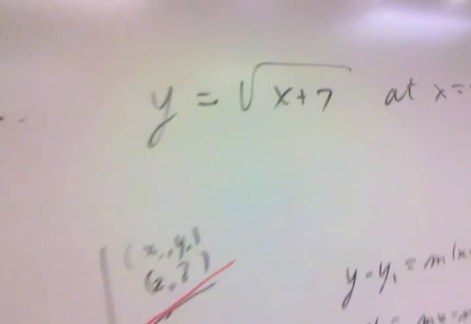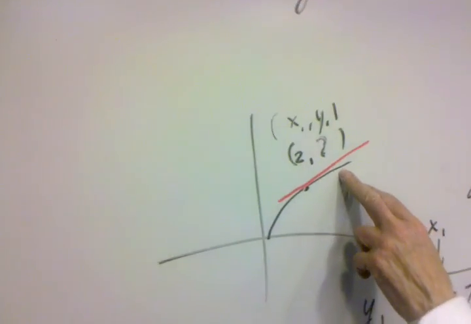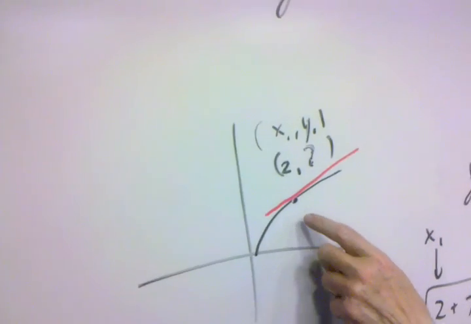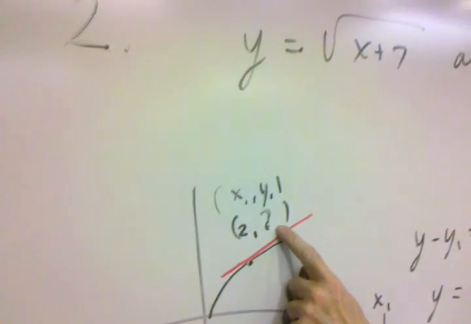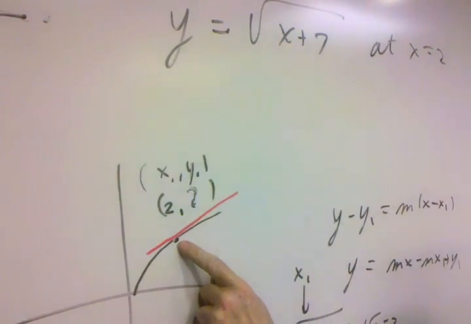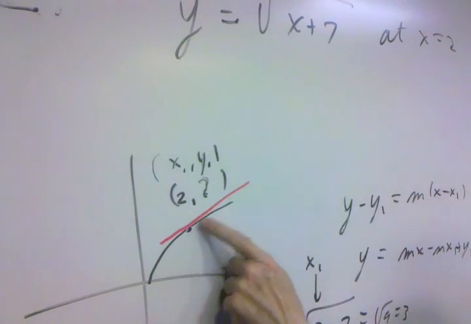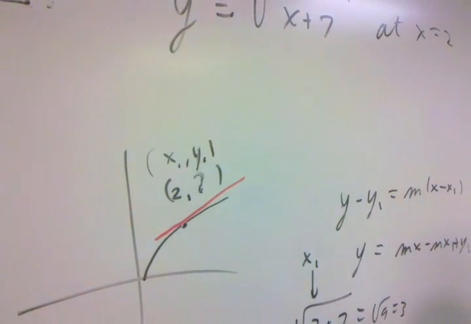If we want to draw an approximate graph, we're not claiming it's exactly right, but let's say the graph is this black line. Let's say the 2, whatever the y value is right there, this dot. The tangent line will be this red line. We want the equation of the red line.